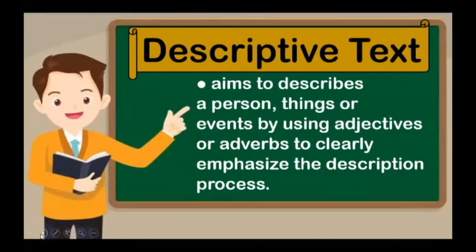And lastly, we have the descriptive text. It aims to describe a person, a thing, or an event by using adjectives or adverbs to clearly emphasize the description process. I am highlighting this important idea that a descriptive text uses a lot of adjectives and adverbs, unlike instructive and informative text, which may use more verbs than these two parts of speech.